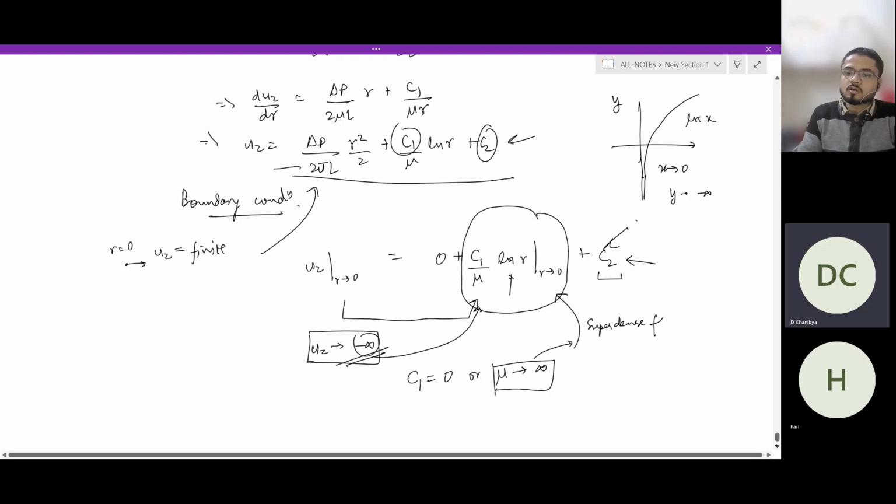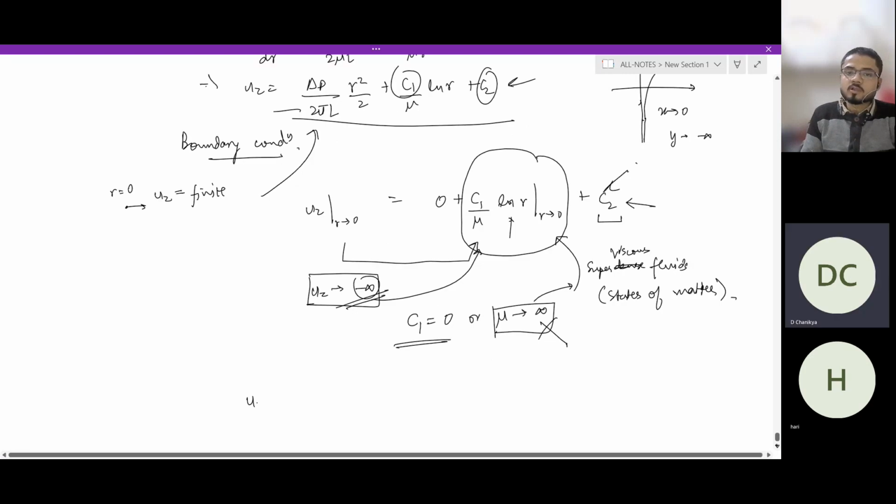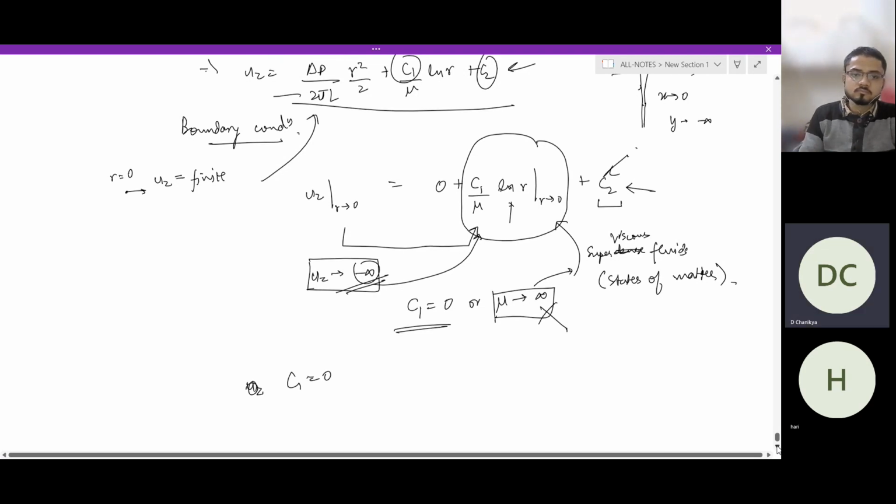Sometimes super viscous fluids, I'm sorry, sometimes different states of matter, but those things are for some other day, not today. So since this is also physically impossible, the only condition that we've got is C1 equals 0. So this would imply that C1 is equal to 0, right? Yes.